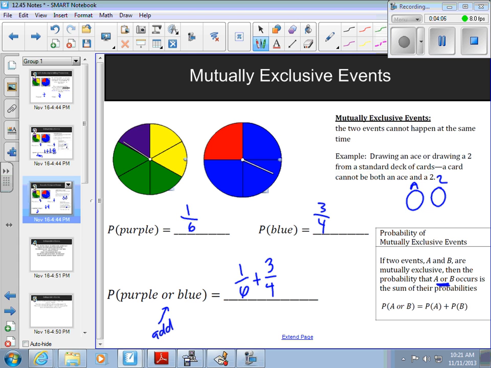Now, when you're adding fractions, remember you need a common denominator. So we need a common denominator between 6 and 4, which the easiest one would be 12. So if we multiply this by 2 over 2 and this one by 3 over 3, this would be the same as adding 2 twelfths plus 9 twelfths. So the answer would be 11 twelfths. We have an 11 out of 12 chance of spinning either a purple or a blue on these two. So the big thing to remember: and means to multiply, or means to add probabilities.